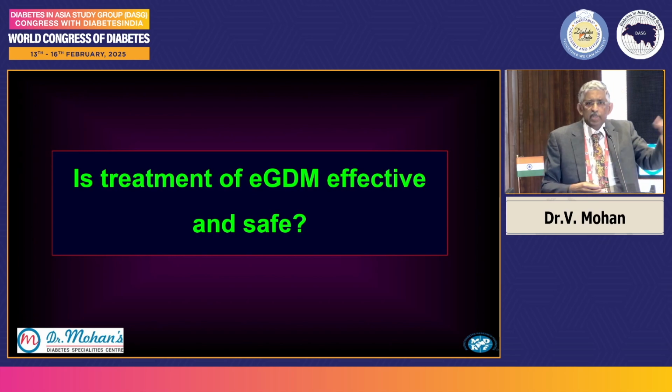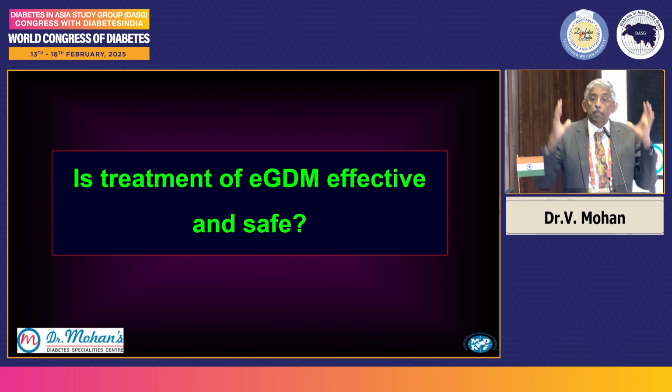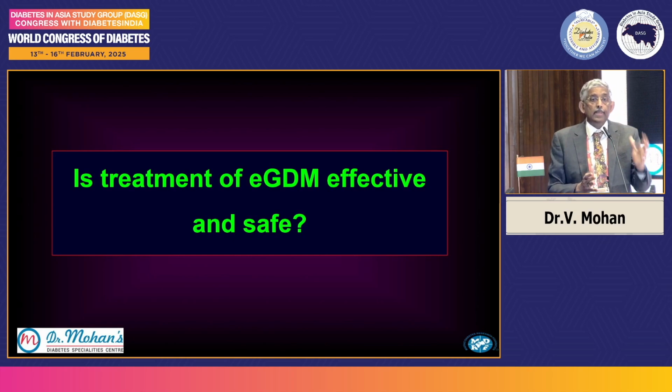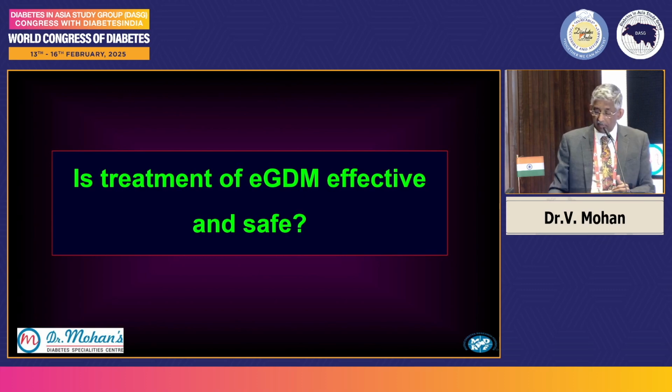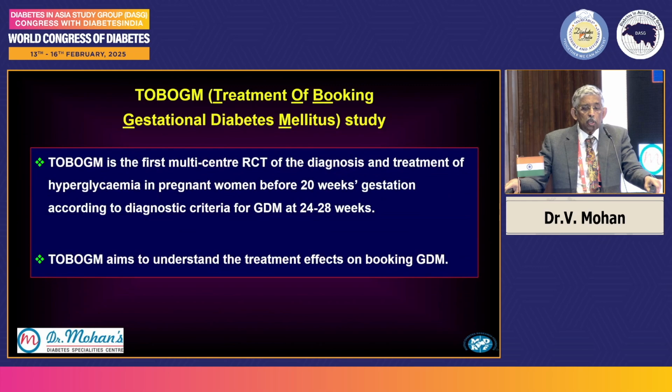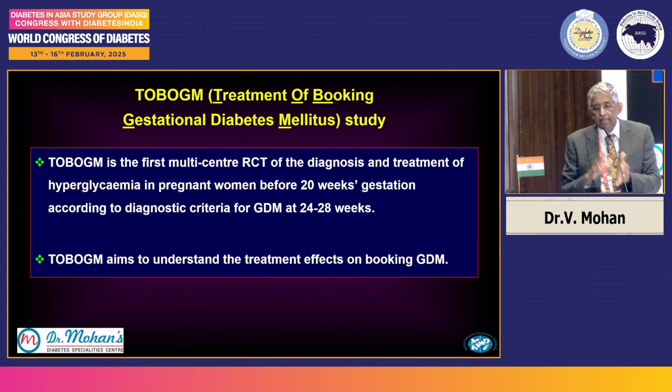So there were small studies which were very non-contributory, with small sample size. So we had to do a proper randomized study to show that treating early GDM is safe and it is effective. So that study is called the TOBOGGAN study. TOBOGGAN stands for Treatment of Booking Gestational Diabetes Mellitus.